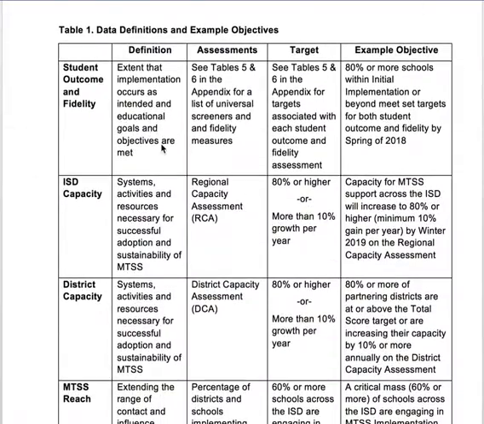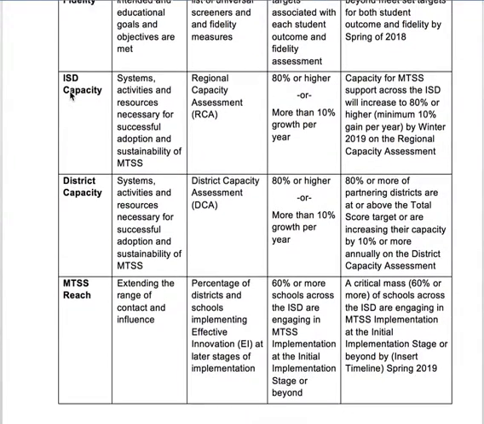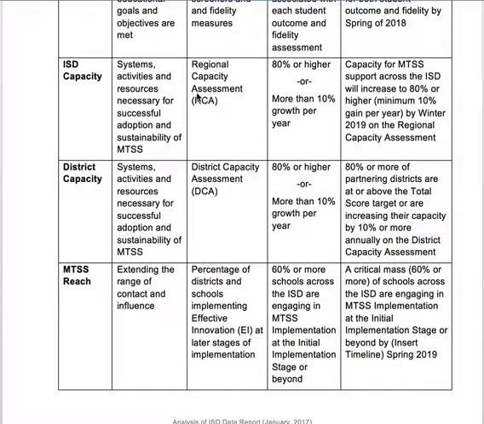They can use Table 1 here, which has each data piece listed, and then the definition for each data, the assessments that may be a part of that, the target, and some example objectives. Student outcome and fidelity is a little bit more complicated, so there is an appendices with all of the different types of fidelity and assessment, fidelity and student outcome data listed and described. But the rest of the assessments are a little bit easier. For ISD capacity, it's just one piece we're looking at. We can see what the target is, and we can see here what the objective would be. Same for district capacity and for reach.